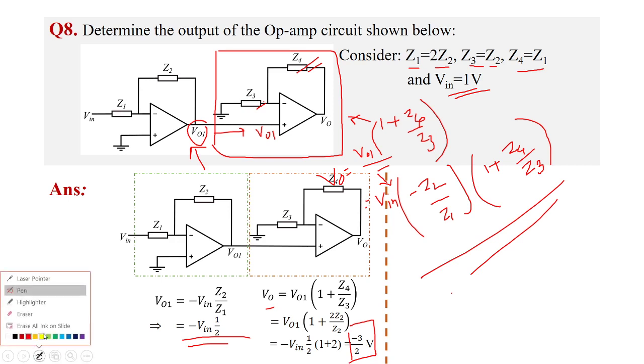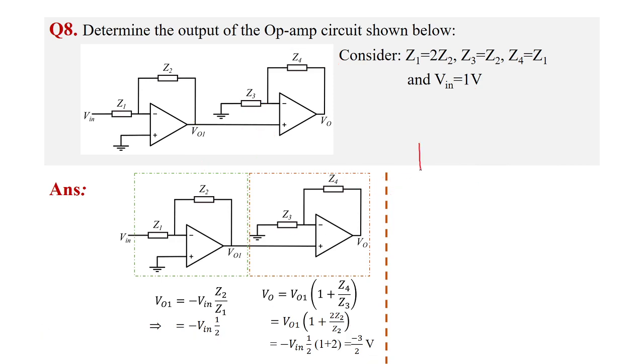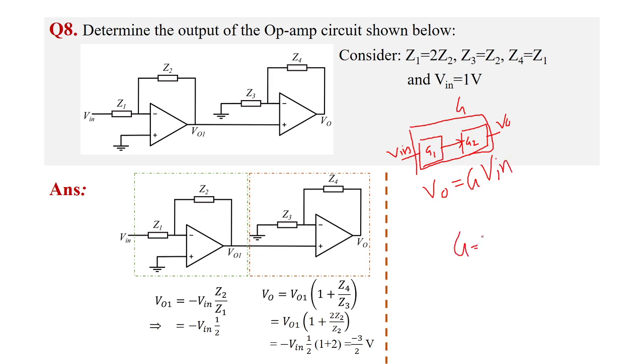This is one way. The other way is, we know we have two systems. The first system has gain G1, the second system has gain G2, and they are cascaded. We have input V1 and output, say, V0. So what is V0 in terms of Vin? V0 will be the net gain of the system, say G, into Vin. So if two systems are cascaded, what is the gain? The net gain G will be equal to G1 into G2.